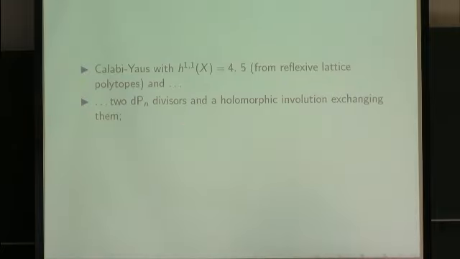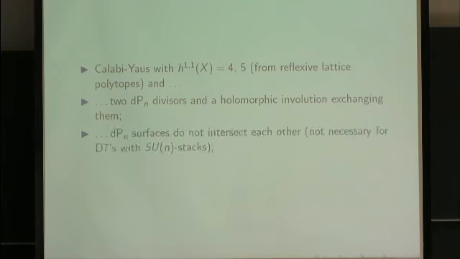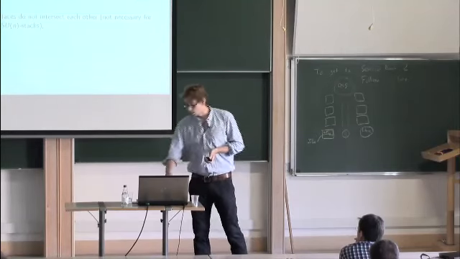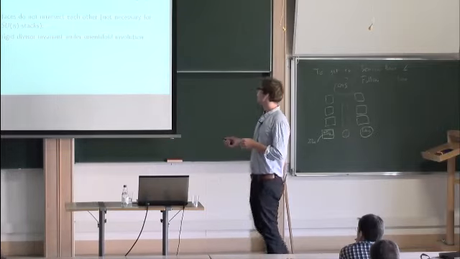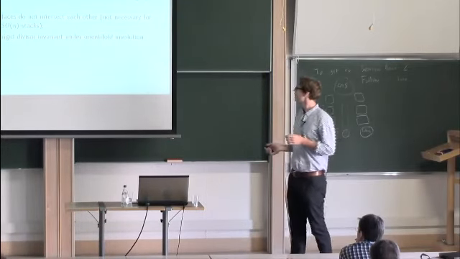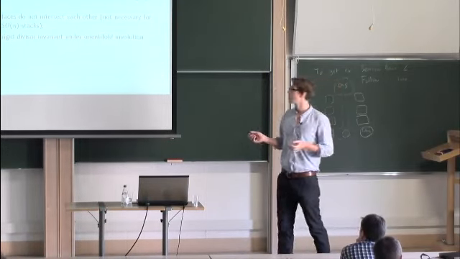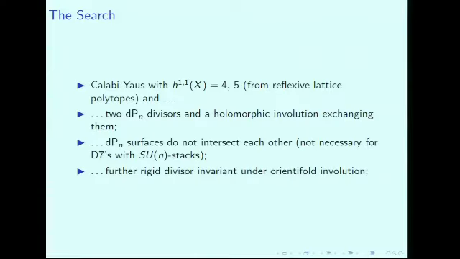So as I said, two del Pezzos, a holomorphic involution that interchanges them, and since we were interested in the case with the discrete brane set singularities, we wanted to have these two del Pezzos that are mapped to each other not intersect the O-plane, and so this is equivalent to them not intersecting themselves. And to have the stabilization, we wanted to have a further rigid divisor, on which then the instanton or the non-perturbative effects are coming from.